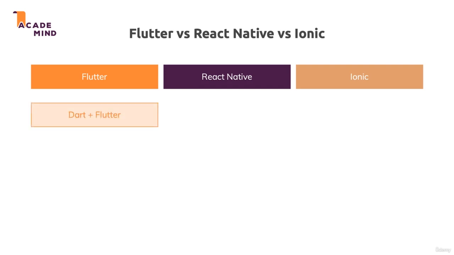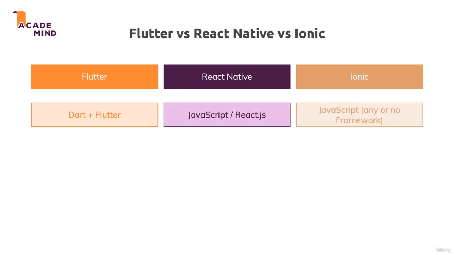Flutter uses Dart and the Flutter framework, and Dart is a programming language developed by Google. React Native, on the other hand, uses JavaScript and the React library, and Ionic uses just JavaScript and any framework or no framework at all that you want. And by the way, I also do have courses on React Native and Ionic in case you want to have a look at that. Now, the result of Flutter is that you get compiled native apps, so you get real native apps compiled for the target platforms.